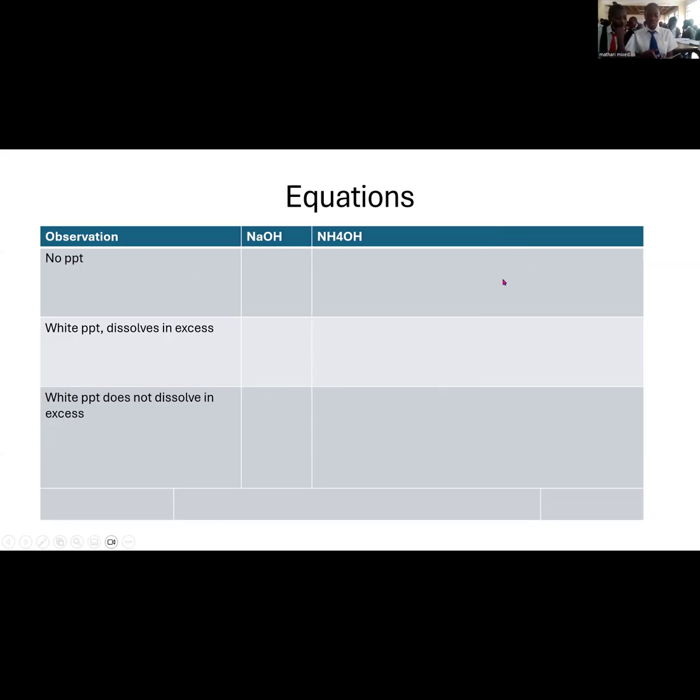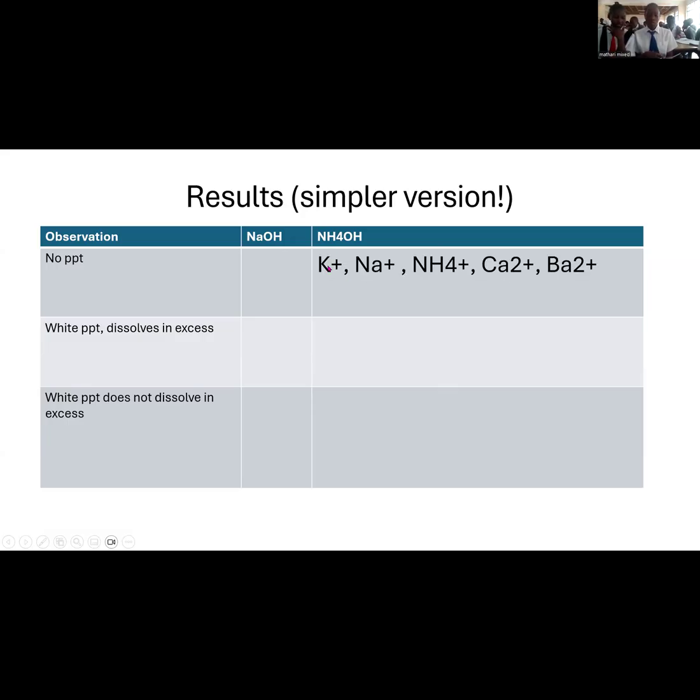If we get no precipitate at all, it might be group 1 or ammonia or calcium or barium. Now that's quite important. That's different from sodium. If it is a white precipitate which dissolves in excess, this is great. It is only zinc. If it does not dissolve in excess, then it's aluminium or lead, the other two from ZAP, or magnesium.